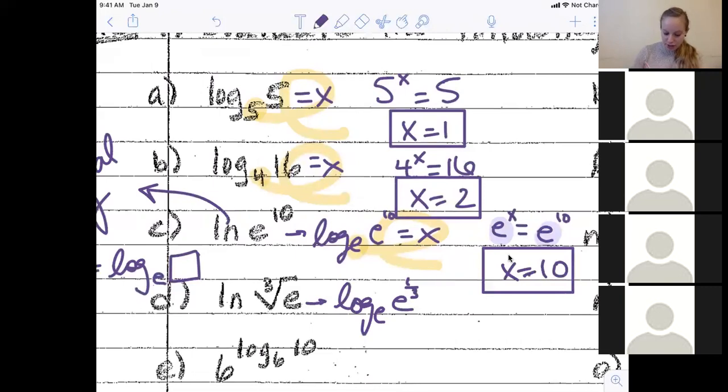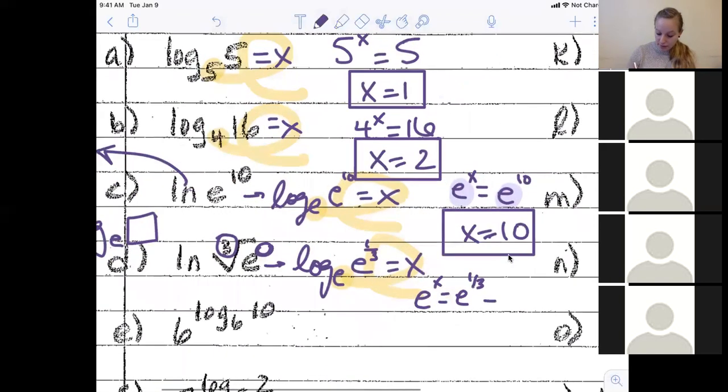So if you have a radical, the number in that radical goes on the denominator. And then if there's any power on the inside, that goes to the numerator. There's no power here, so I just leave it as 1/3. That equals x. Log roll, e to the x equals e to the 1/3. That means my exponents are the same, so x equals 1/3.